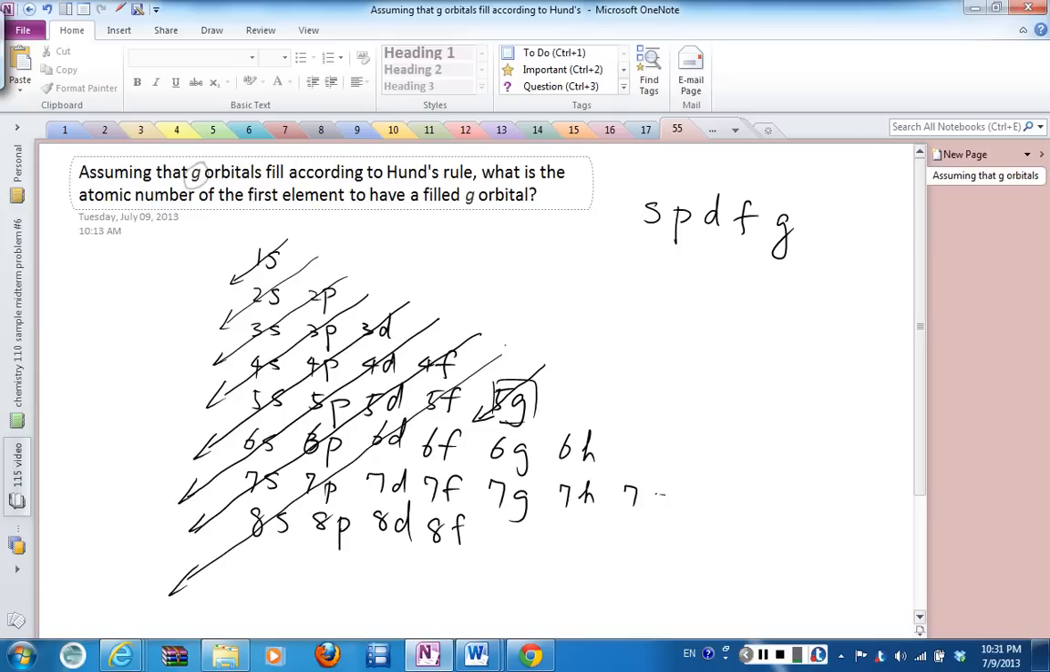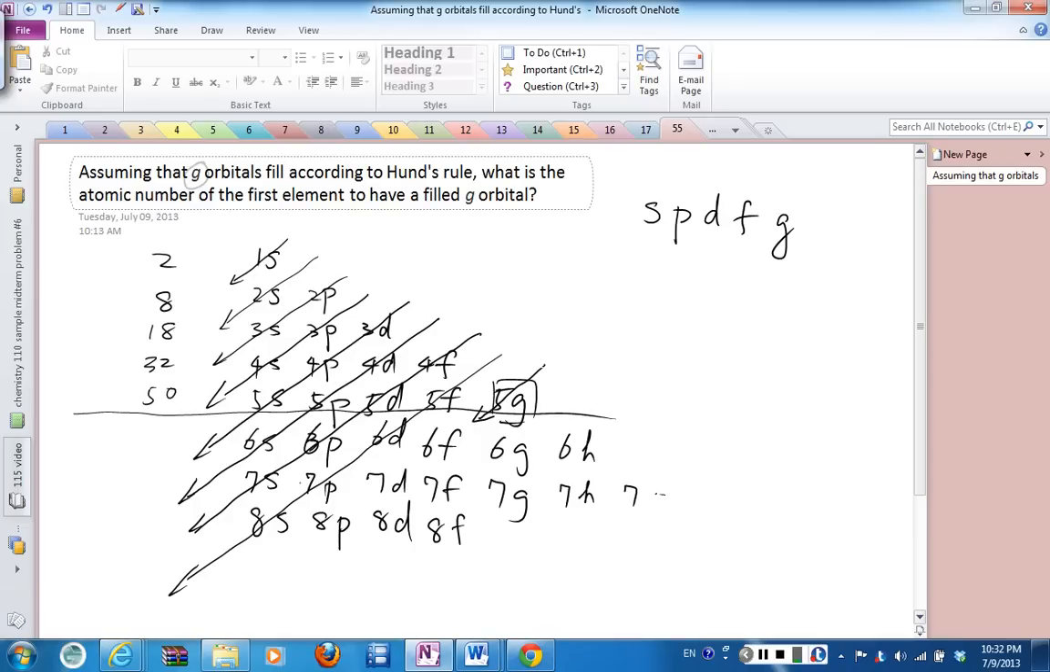Now let's count the total number of electrons that we used. First shell, just 2. Second shell, 2 plus 6, 8. Third shell, 2 plus 6 plus 10, 18. Fourth shell, 2 plus 6 plus 10 plus 14, 32. Fifth shell, 32 from s to f, and then 18 more on g, 50. All these are filled, every single orbital of the shell.